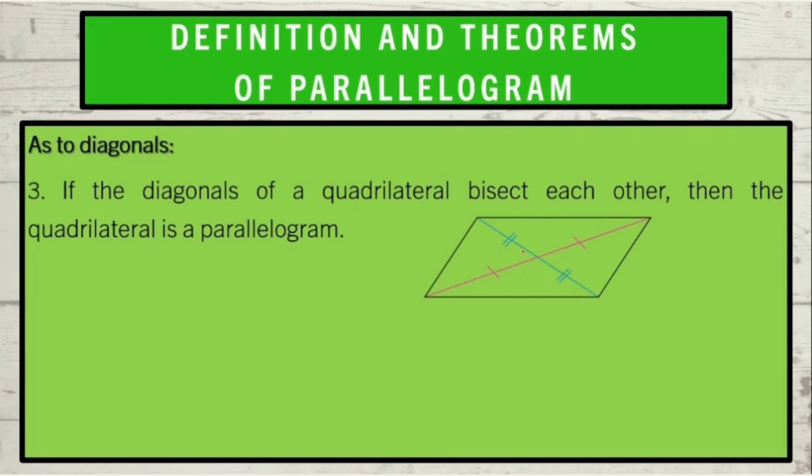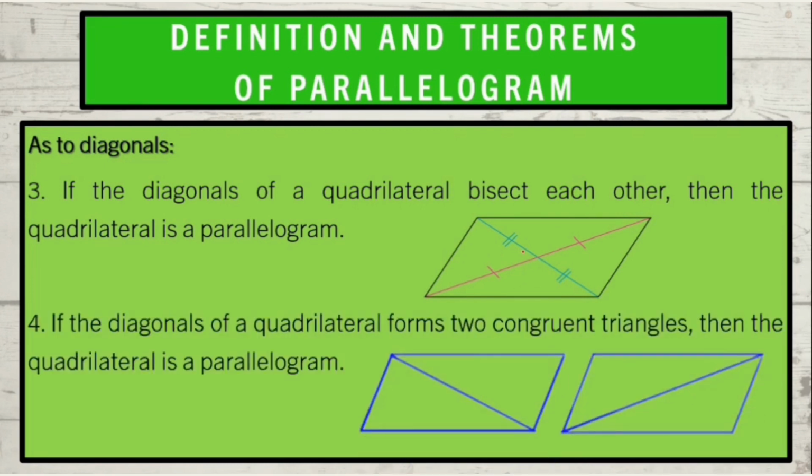The second condition in terms of diagonals is, if the diagonals of a quadrilateral form two congruent triangles, then the quadrilateral is a parallelogram. As shown in the figures, the diagonals form two congruent triangles. Therefore, the figures are parallelograms.